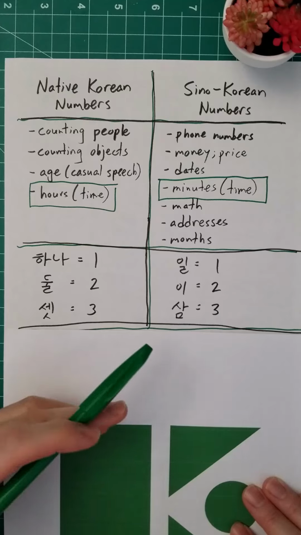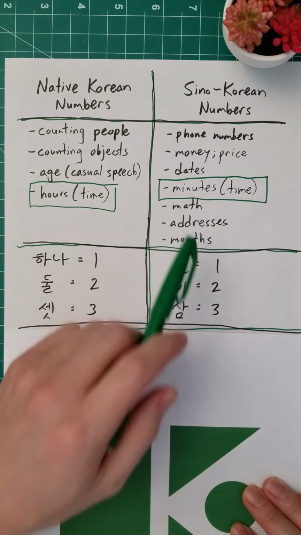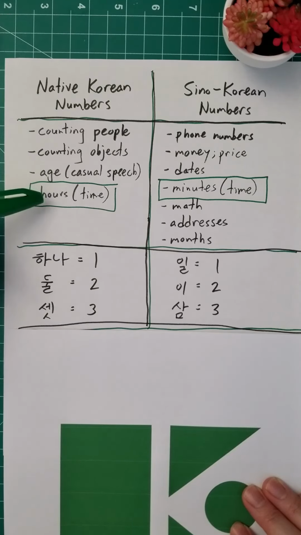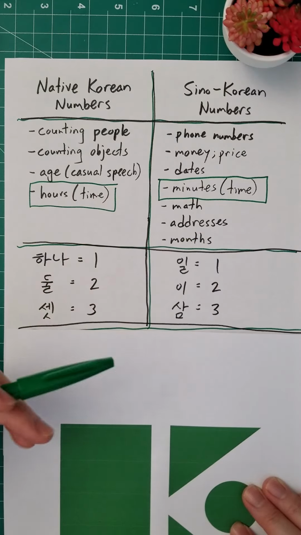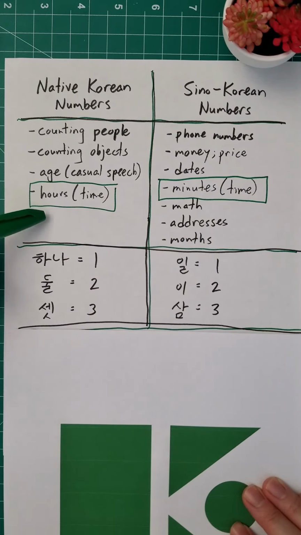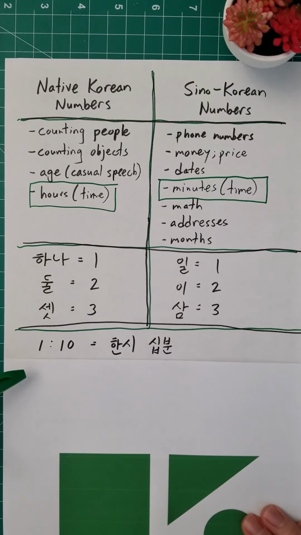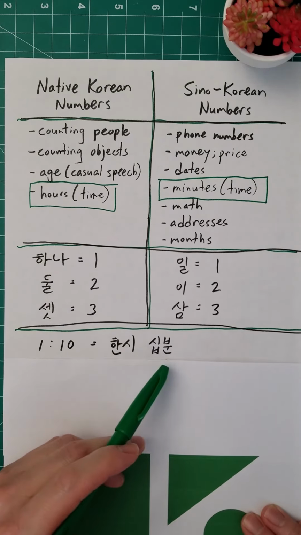Now, one way to practice both the native Korean numbers and the Sino-Korean numbers is to practice telling time, because in Korean, when you tell time, you use native Korean numbers for the hours and Sino-Korean numbers for the minutes. So with this practice, you'll at least learn the native Korean numbers 1 to 12 and the Sino-Korean numbers 1 to 59. For example, 1:10, that's 1시 10분. 시 is hour, 분 is minute or minutes.